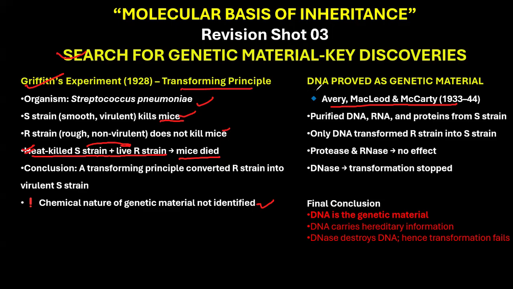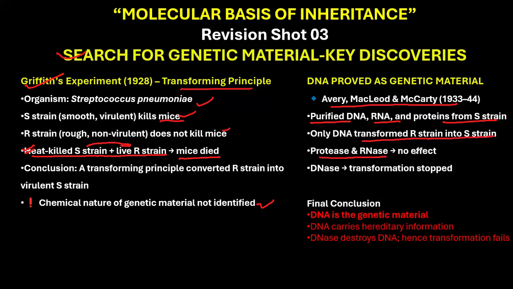Then number two was, now it was important to find out what is actually transforming this R strain. Then these three scientists, that is Avery, MacLeod, and McCarty, in 1933 and 44, purified DNA, RNA, and proteins from the S strain itself. They took the S strain and then they purified these things. Only DNA transformed R strain into the S strain.